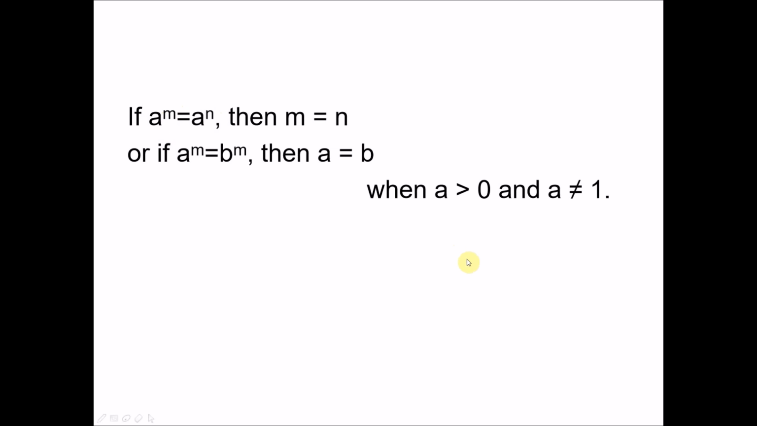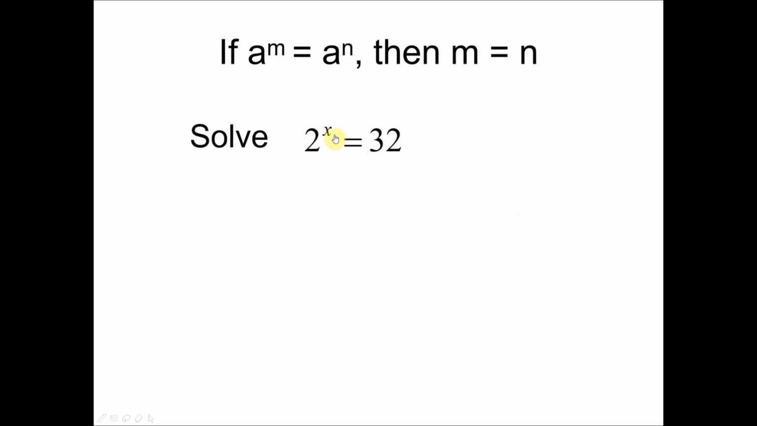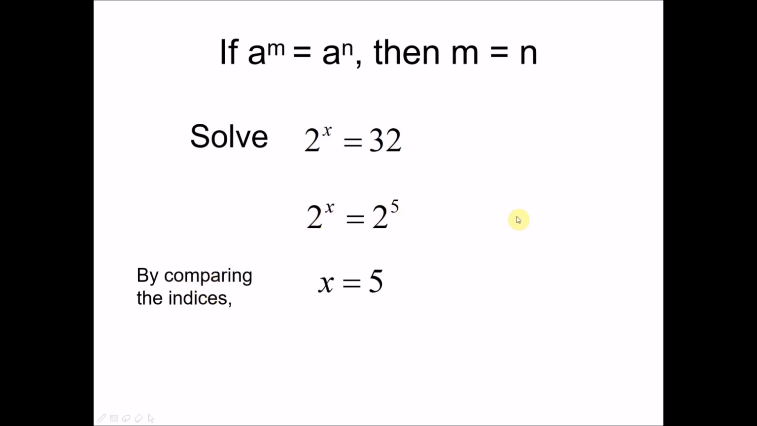Okay, we try to look at an example. Solve 2 to the power of x equals 32. Solving here means find the value of x. When the indices is an unknown, we can try to change the right hand side to an indices number where the base is also 2. So you know that 32 is actually 2 to the power of 5. So when they have the same base, by comparing the indices, you know that x equals 5.